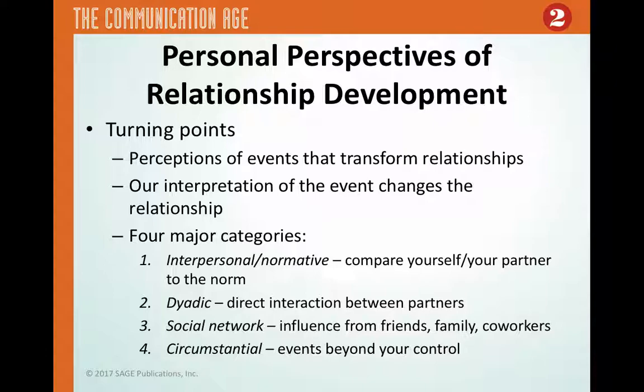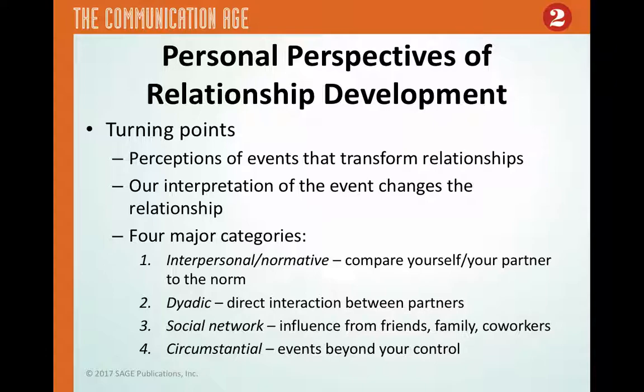There's four main kinds. There's interpersonal or normative turning points, and this is where you compare yourself or your partner to the norm. So this is where something happens in your relationship and you start thinking, okay, compared to the rest of the world, how unique is this to us? Or how much did we follow the rules? Is it typical for people to do this? Is it typical for courting to take place this way? Is it typical for us to have these conversations this early on? This is where you're comparing your relationship to what's happening the normative way in society, or the way that society is socially constructed, what's supposed to be happening.